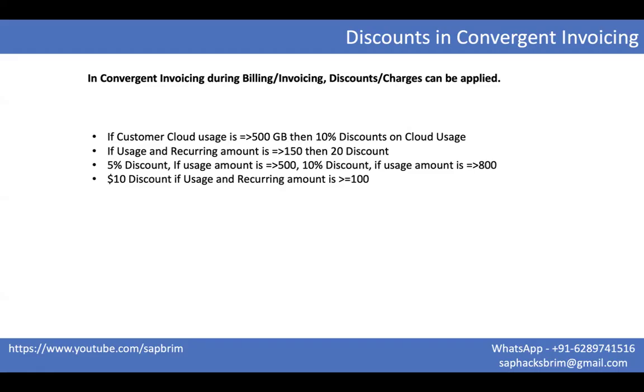The next situation can be a 5% discount applied to the customer if the customer's usage amount is greater than or equal to 500, and additionally a 10% discount if the usage amount is greater than or equal to 800. Another situation can be $10 of discount provided to the customer if usage and recurring amount is greater than or equal to 100. The situation can be anything. You can provide any quantity, like an additional 10 GB of data if your criteria is achieved, or if your amount is 100, you can provide a 10% discount, or any percentage, or any flat amount.